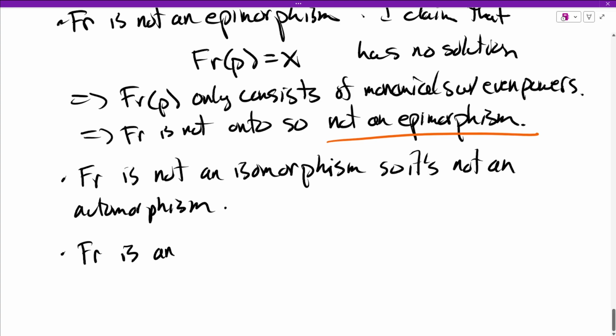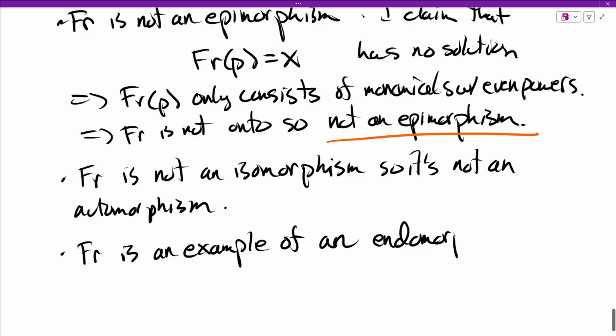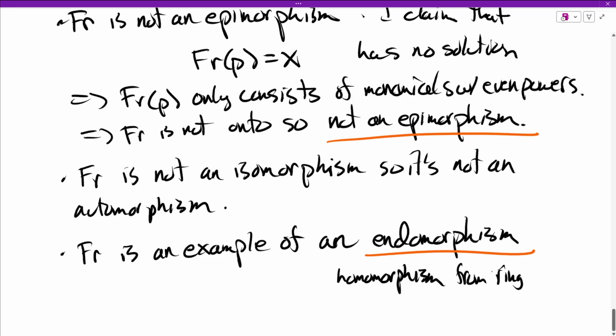The Frobenius is an example of, and this is the last orphism, I promise you, an endomorphism. So all automorphisms are endomorphisms. That is just a homomorphism from a ring to itself. But not all endomorphisms are automorphisms. Okay, so this was kind of a very involved example, but it's a very important example.